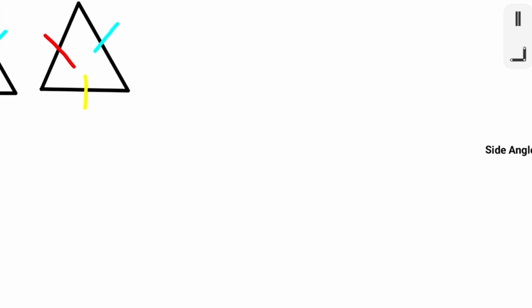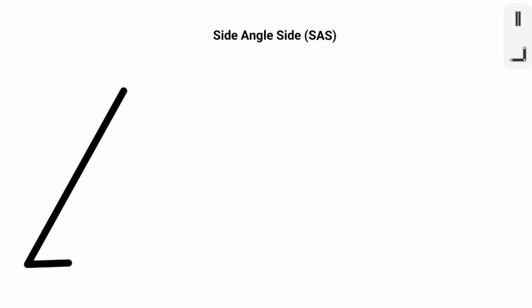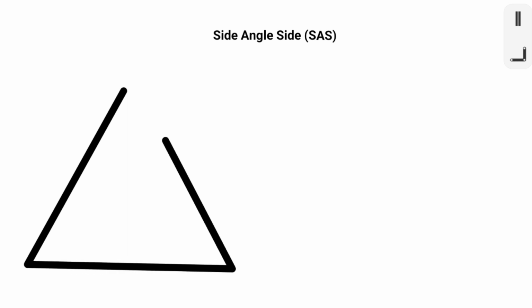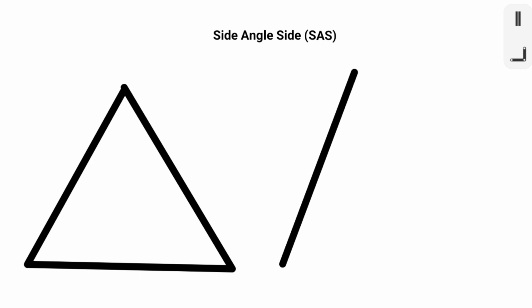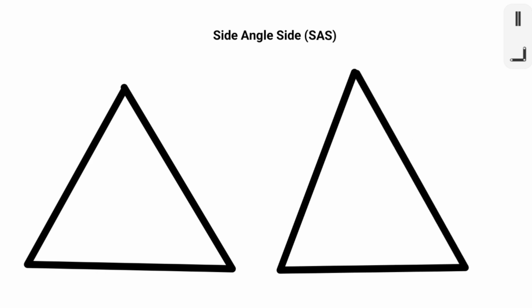And if that is not the case, you will look for the next one to say, is this case met? So let's draw two triangles once again. So in this case, what do we do? What we do is that we are going to be looking at the side, angle, side. So what does it mean?